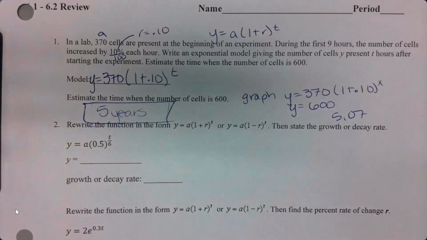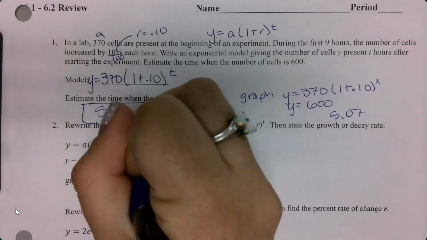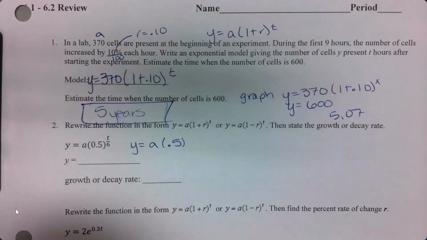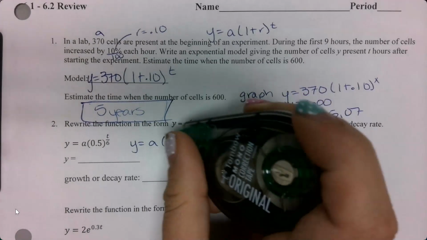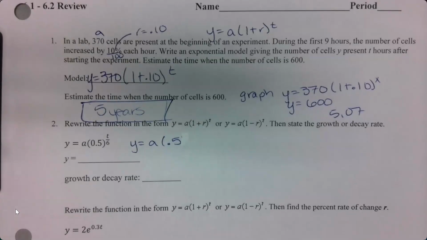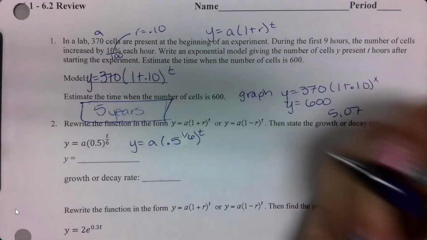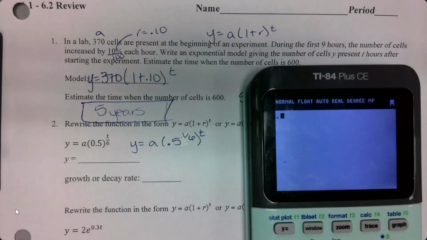The next one wants me to rewrite the function in the form y equals a times 1 plus r to the t, or y equals a times 1 minus r to the t, then state the growth or decay rate. So the first thing I'm going to do is I want to rewrite this so that the exponent with the number, so the 6 is going to go to my base, and then the variable part of the exponent stays on the outside. So if I do this on my calculator, I want to do 0.5 to the 1/6 power, which I'm going to do out to 4 decimal places.